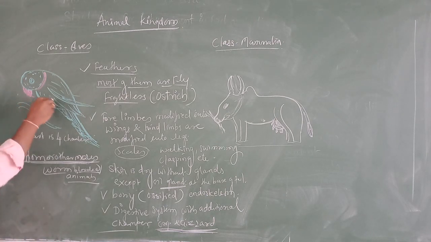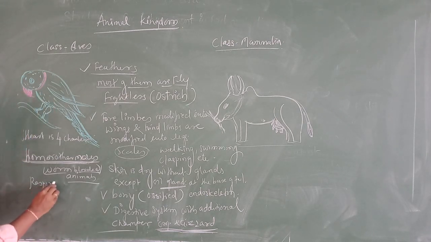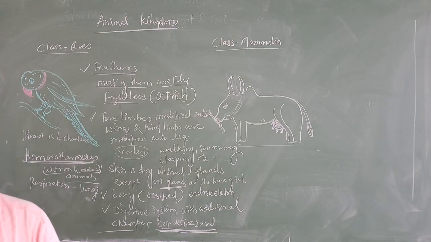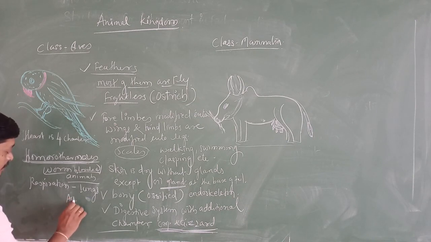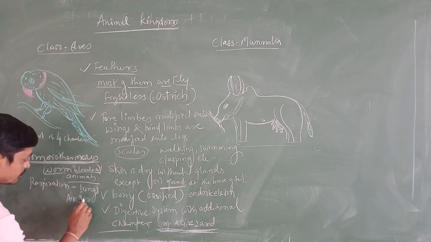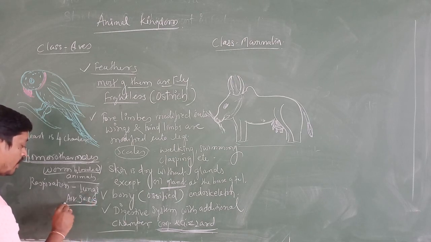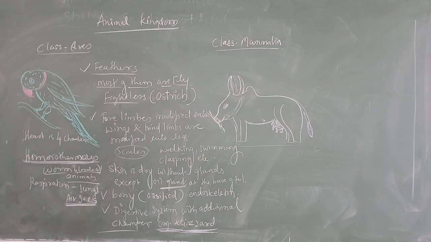Next one is how they are going to respire. Respiration through lungs, and these lungs are supported by a supplement for respiration, in the sense air sacs. We are going to find the air sacs. Air sacs are what we are going to call a supplement or a support for the respiration. Here in birds we are going to get the air sacs.